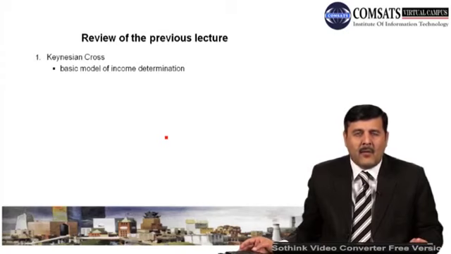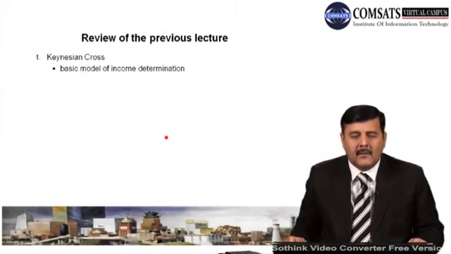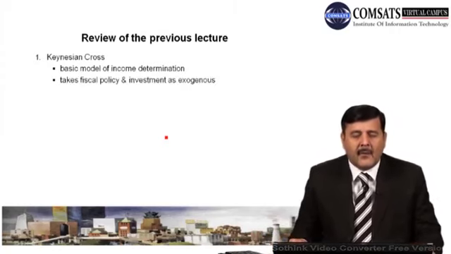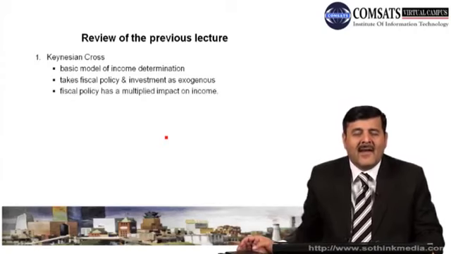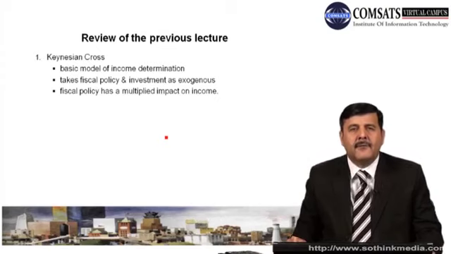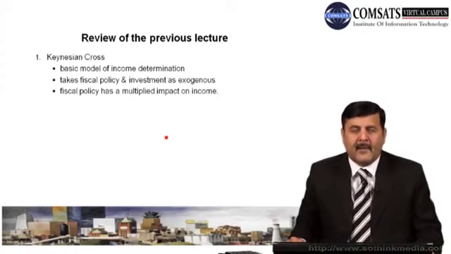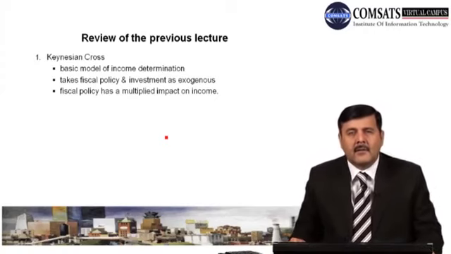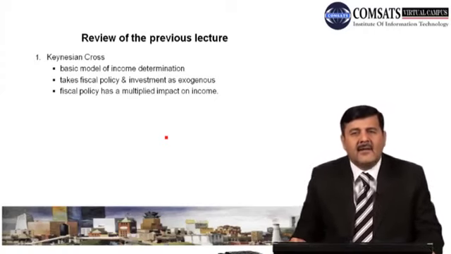They have given their own model, which is the basic model of income determination. They take fiscal policy and investment as exogenous variables. Fiscal policy has a multiplied impact on income. So we have derived basically two sorts of multiplier. One was the government purchase multiplier, and the other is the tax multiplier.